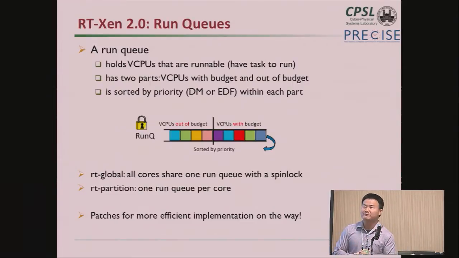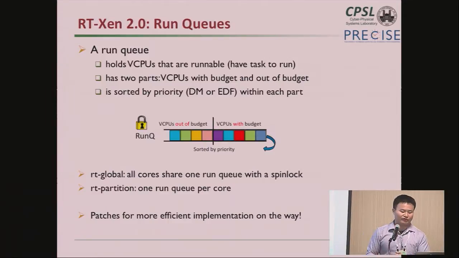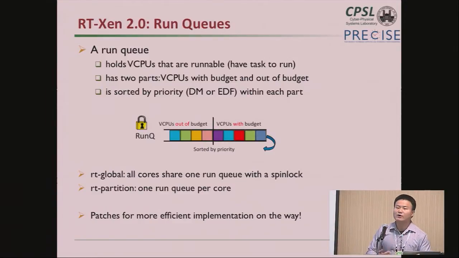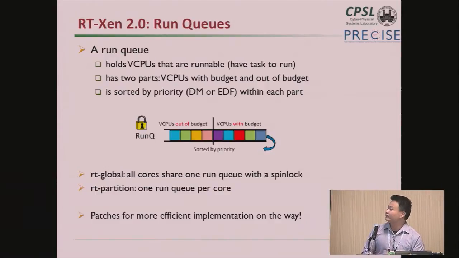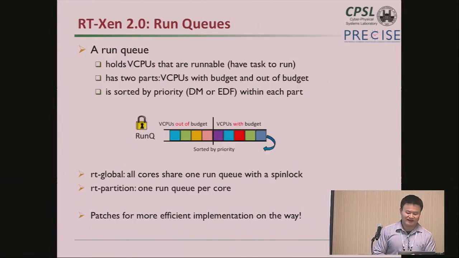We provide 2 implementations. One is RT-Global, in which case all the physical cores share one run queue protected by a spin lock. The other one is RT-Partition, in which case each pCPU has a dedicated run queue, and it schedules based on its local information. Patches for a more efficient implementation are on their way.